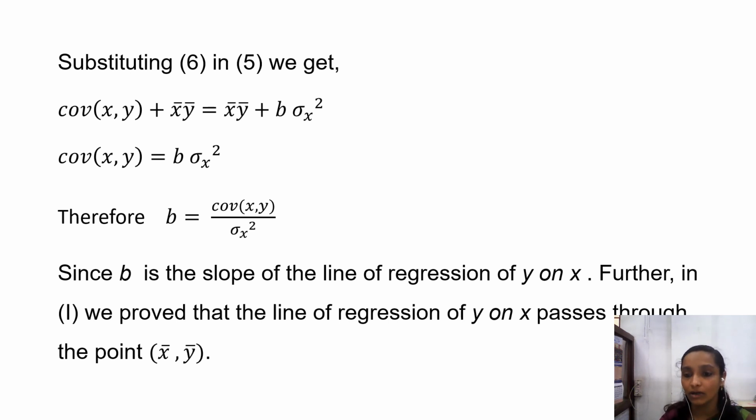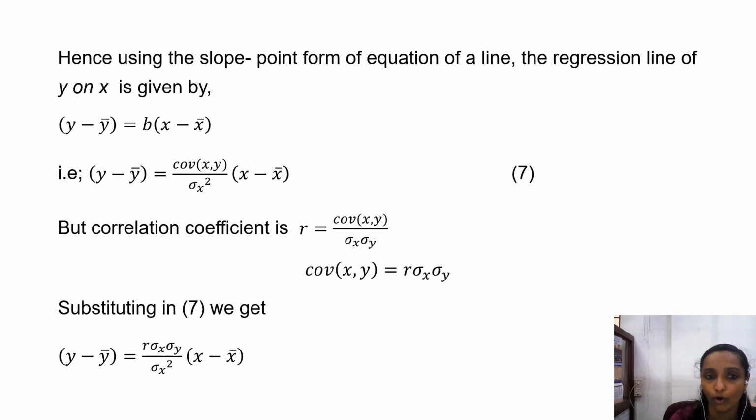From this, we can obtain the value of b as covariance between x and y by sigma x square. Now, as we have considered the general form of the equation y equals a plus b x, and b is the coefficient of x, which is nothing but the slope of the regression equation of y on x. Further, we have already seen that the regression equation of y on x passes through the point (x bar, y bar). So using the slope-point form of the equation of a line, the regression line of y on x can be obtained as y minus y bar equals slope b into (x minus x bar).